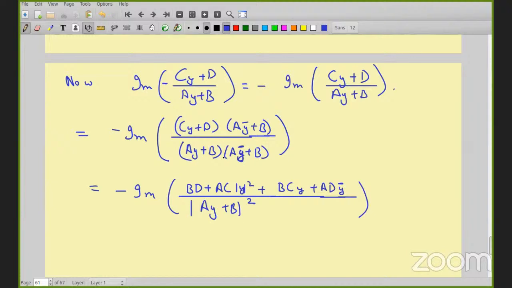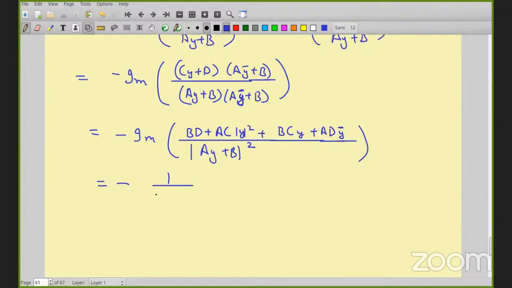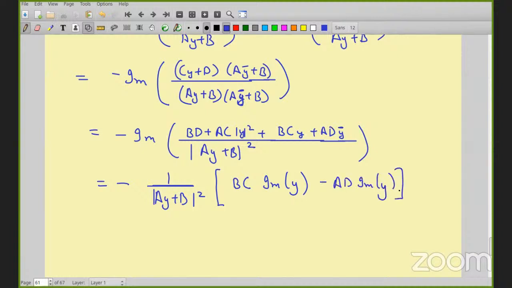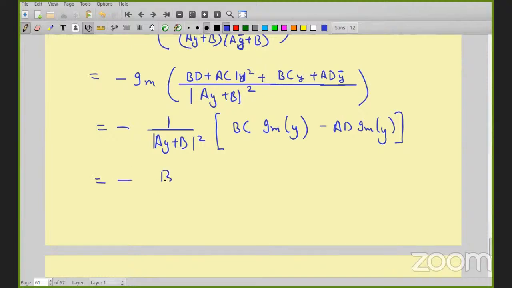So the imaginary part of this is exactly 0, right? So we just have to go here. This is BC times the imaginary part of Y. And what is the imaginary part of Y bar? Minus of this, right? So this whole thing is minus (BC minus AD) over |CY plus D| squared, times the imaginary part of Y.